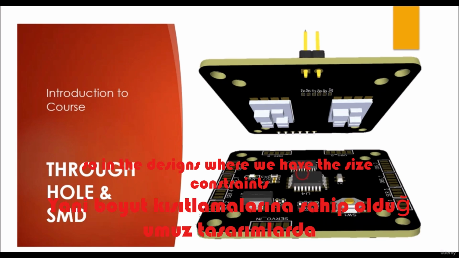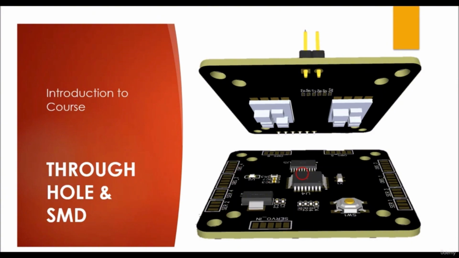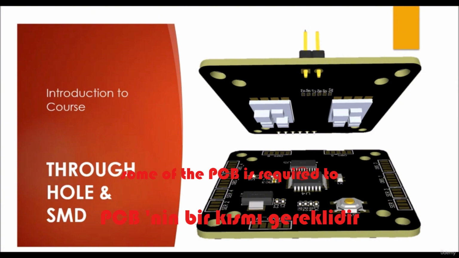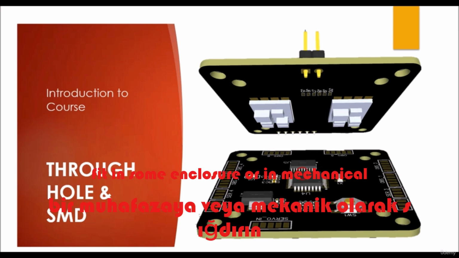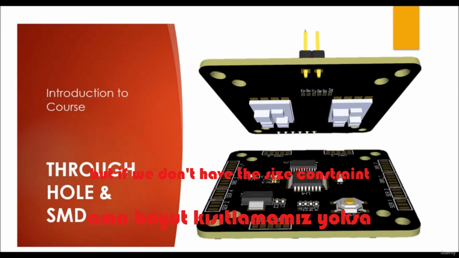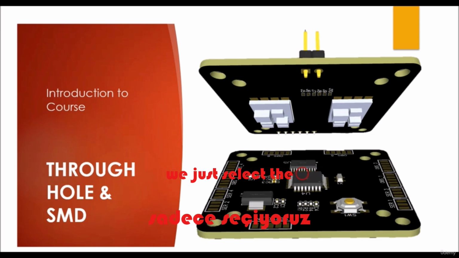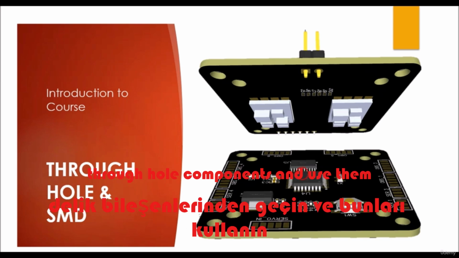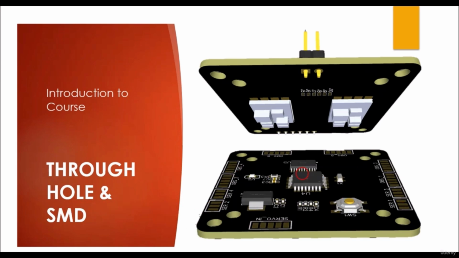So in the designs where we have size constraints, for example, some of the PCB is required to fit in some enclosure or in mechanical, then we select the SMD components. But if we don't have the size constraint, we just select the through hole components and use them as required.